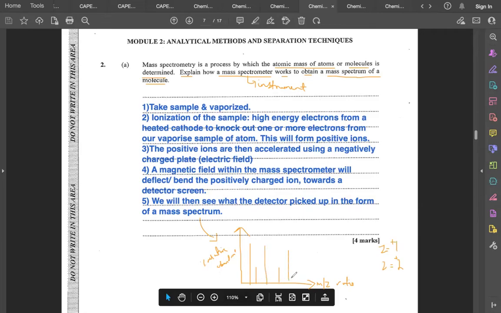You might see something that looks like that. So that's kind of what your mass spectrum will look like. It will give you the relative abundance at a specific m/z ratio, okay?